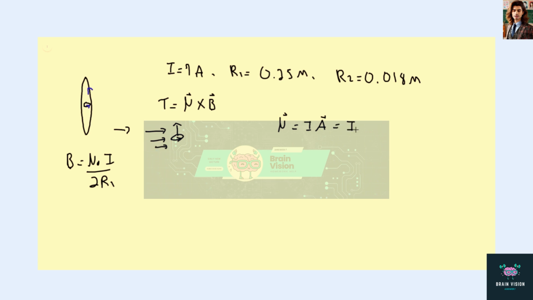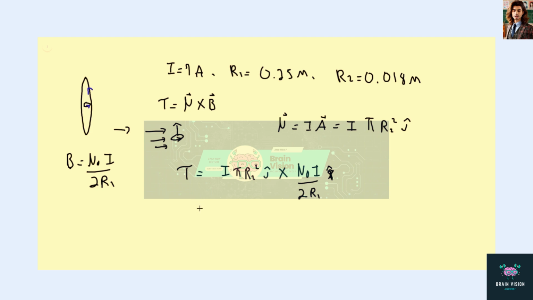So we have our current, and the area of our loop is just pi R2 squared, in the y or j hat direction. Then the torque is I pi R2 squared j hat, crossed with our magnetic field, which we're approximating as constant at this point: mu naught I over 2R1, in the x hat direction. Or rather the i hat direction, if we're using i and j.